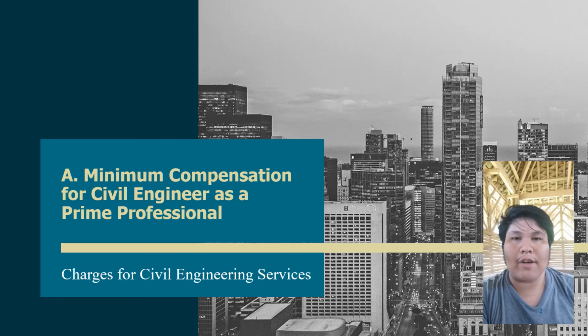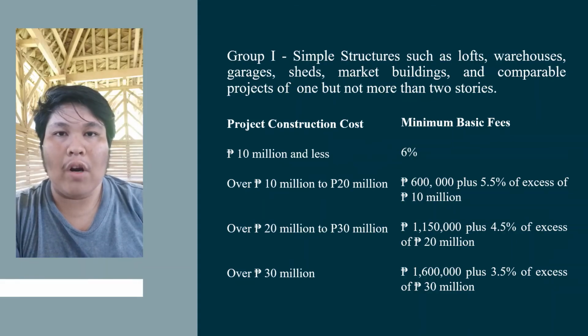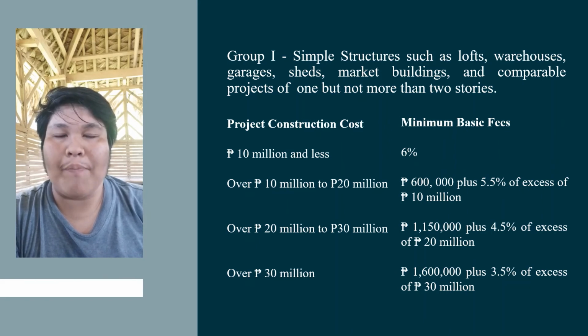Group 1, or simple structures such as lofts, warehouses, garage, sheds, market buildings, and comparable projects of 1 but not more than 2 stories. Makakakuha ka ng 6% kung ang project construction cost nito is 10 million pesos and less.